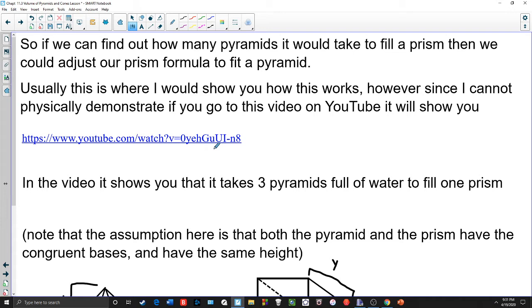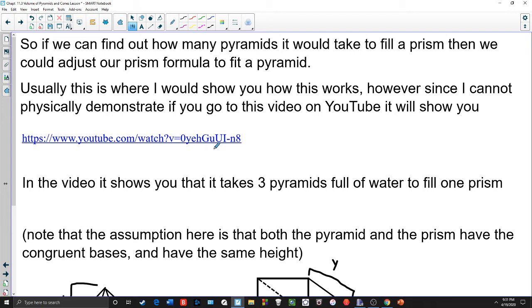So for a pyramid, since it's such a weird shape in terms of comparing it to a prism, we basically want to figure out how many pyramids it takes to fill a prism with equal base shapes and equal heights. So if we took a square pyramid that was 2 by 2 and had a height of 3, and we took a square prism that was also 2 by 2 and had a height of 3, how many pyramids would it take to fill up that prism?